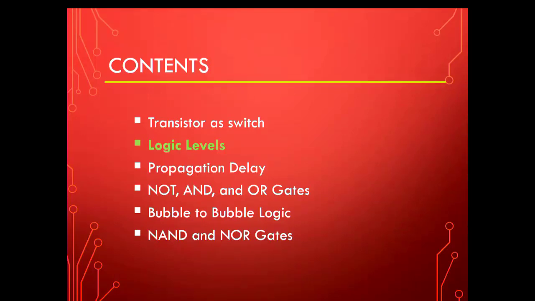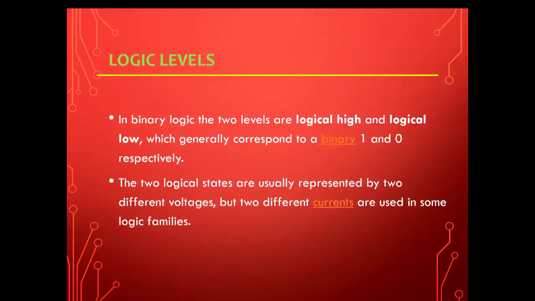So we're going to move on to the logic levels now. And we know in binary we only have 2 levels, either 0 or 1. 0 could correspond to 0 volt and 1 could correspond to 5 volt. And similarly, we could refer to it as yes or no or true or false. In a binary logic, the 2 levels are logical high and logical low, which generally correspond to a binary 1 and 0 respectively. The 2 logical states are usually represented by 2 different voltages. Sometimes they can also be referred to as 2 different currents as well.